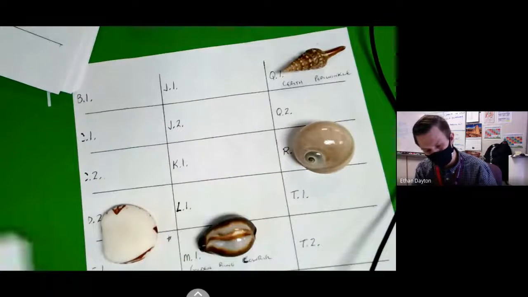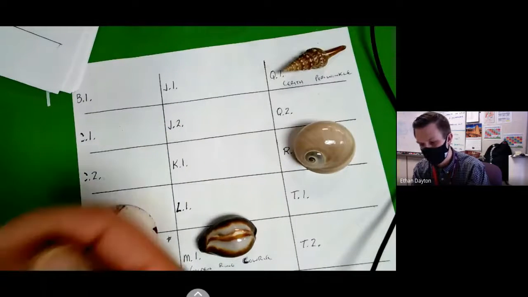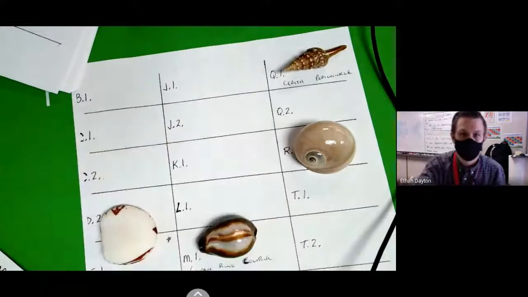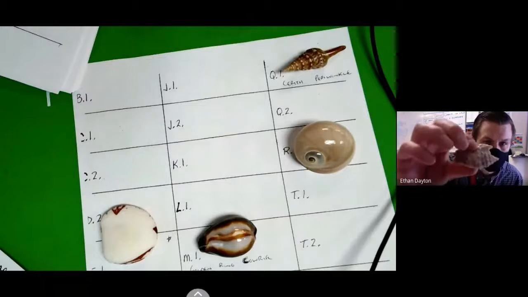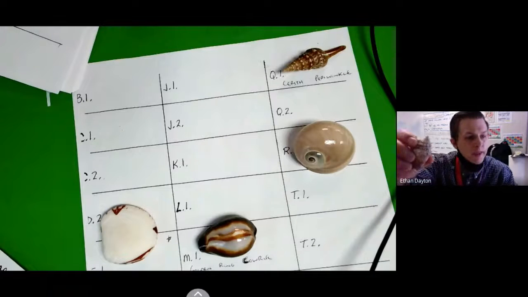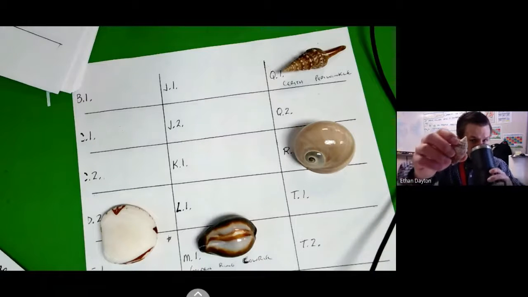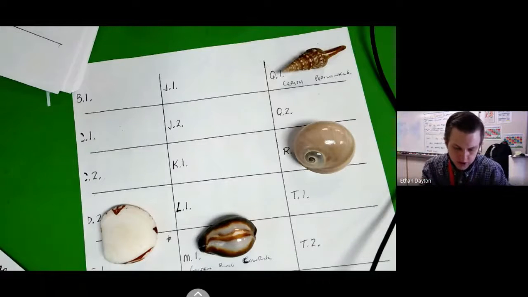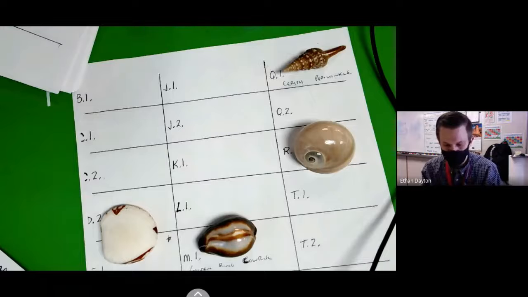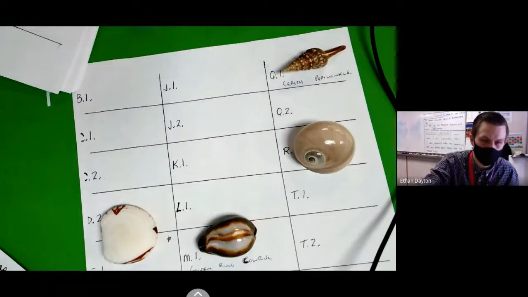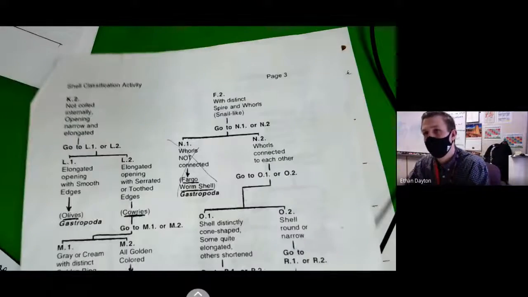All right. Does it have a spire or no spire? Spire or no spire, Aiden? There is a spire. Yep, absolutely. It is snail-like. We're going to go back to N1 and N2. The whorls are connected to each other, so it's on N2. All right. Then we go to O1 and O2.